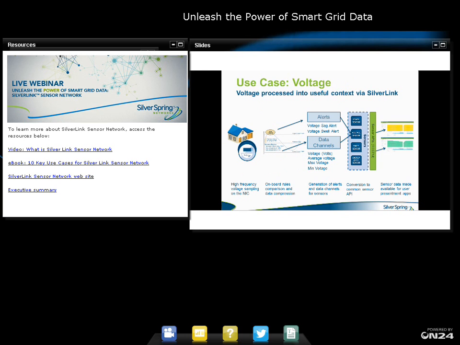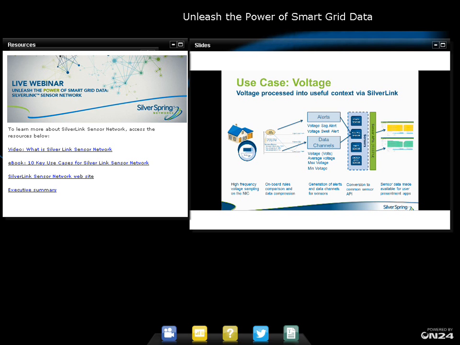But one of the things we are able to enable for the first time with the Silverlink sensor network is the ability to do very high frequency sampling of voltage on the AMI endpoint. So not only can you do very high frequency sampling on a 10-second interval, but you can also do distributed computation on the endpoint so that instead of pulling back all of those 10-second intervals into your back office, you can look for interesting events right on the endpoint. So things like voltage sags and swells, calculating average voltages, looking at voltage across the service territory, those are all things that you can do as part of the network now because we're enabling this through the Silverlink sensor network.